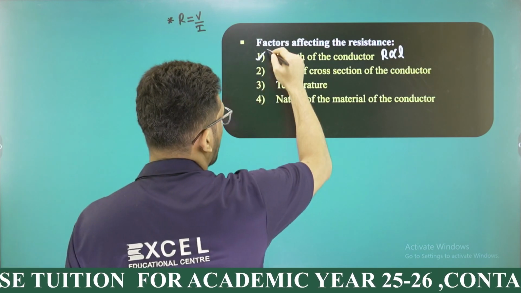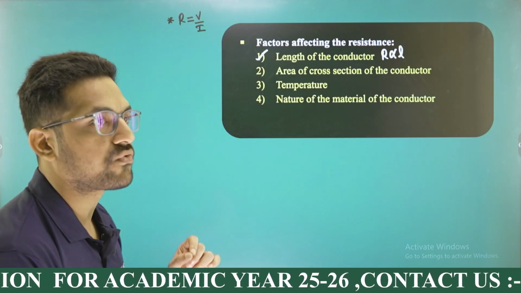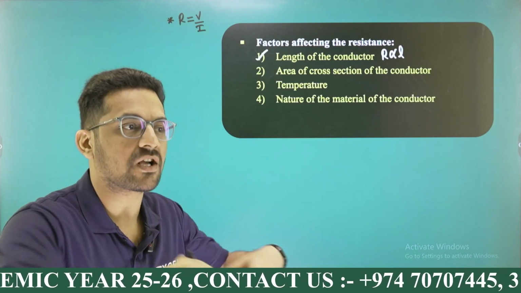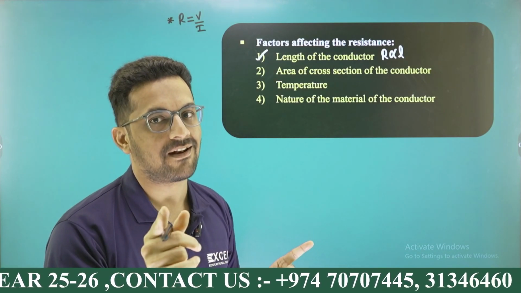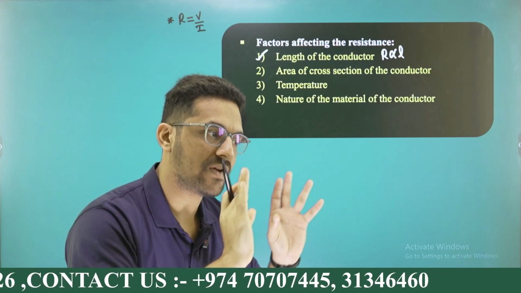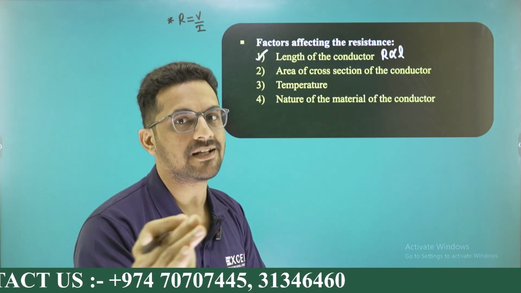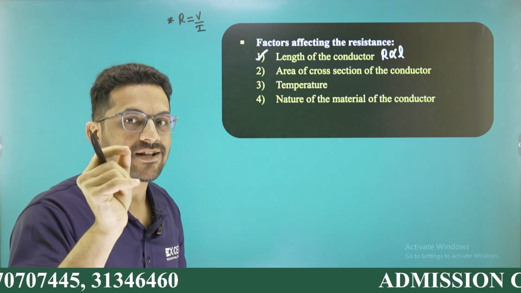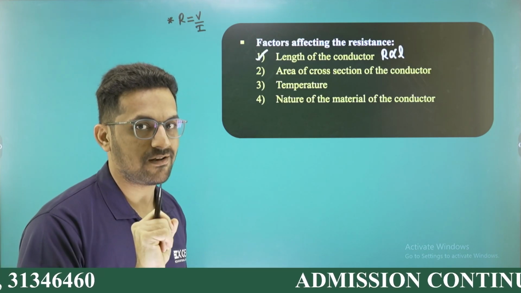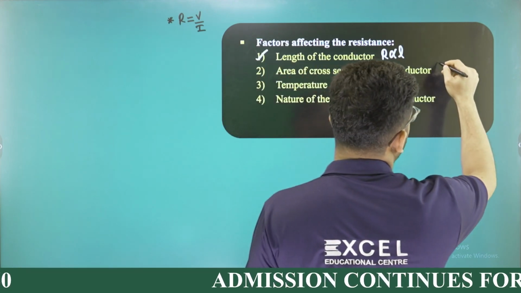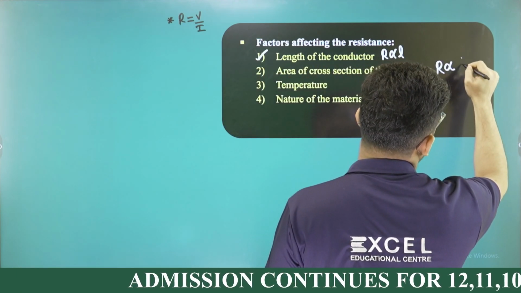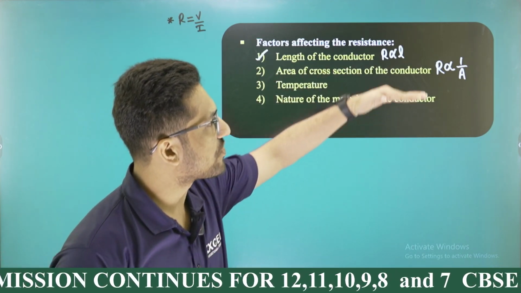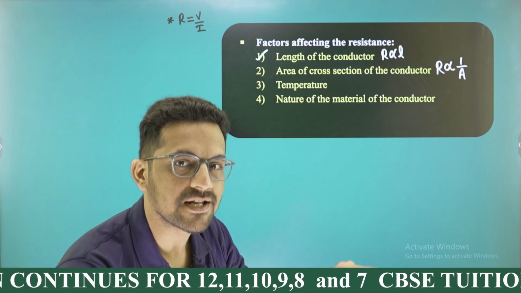Then the second one. What is the second one? Area of cross section of the conductor. That is actually thickness. If the thickness increases, it will be very easy for the current to flow through that, right? Then resistance will be low. If the current is very smooth, then resistance will be very low. Understood? That means the thickness or area and resistance is inversely proportional. You can write it like this: resistance is inversely proportional to area of cross section of the conductor. As the area of cross section of the conductor increases, resistance will be decreasing.